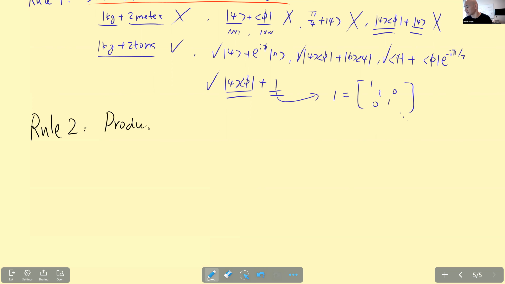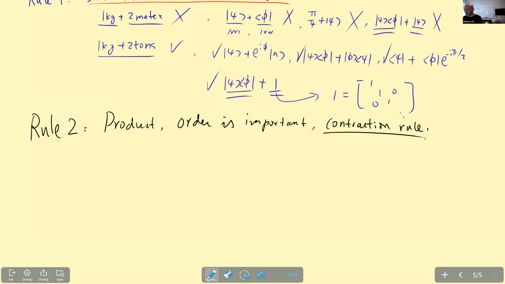In the product, order is important. You cannot change them, and all of this must follow the contraction rule of a matrix product. For example, look at this one. This is |ψ⟩, this is ⟨φ|. You know that this is an n times 1 matrix. This is a 1 times n matrix.